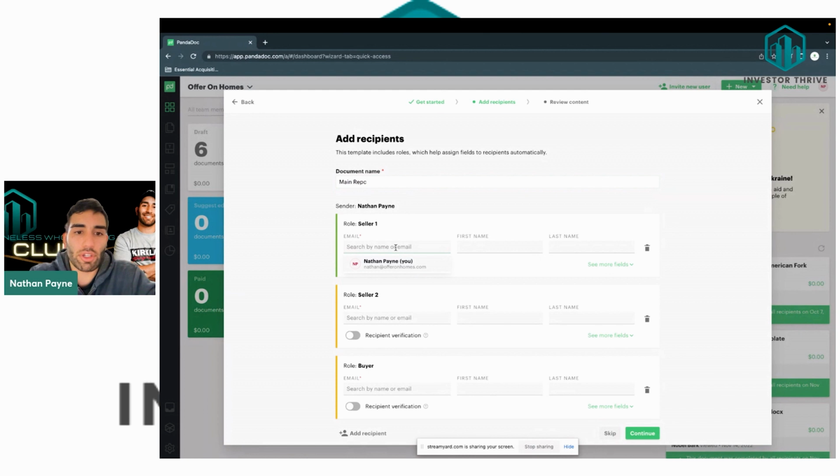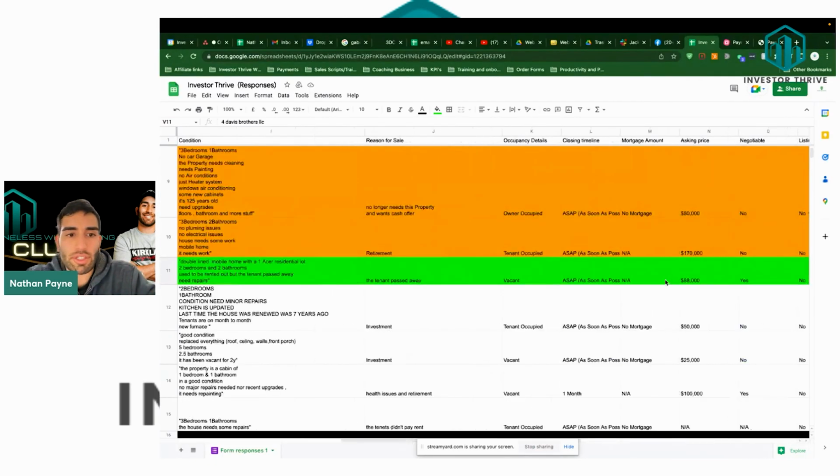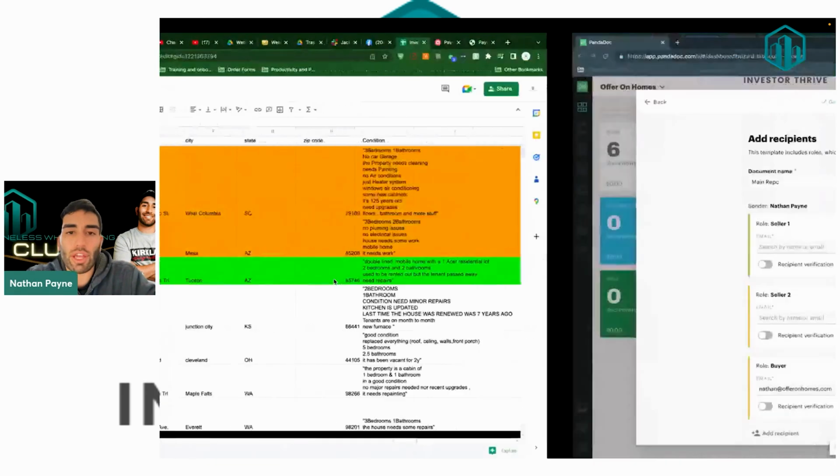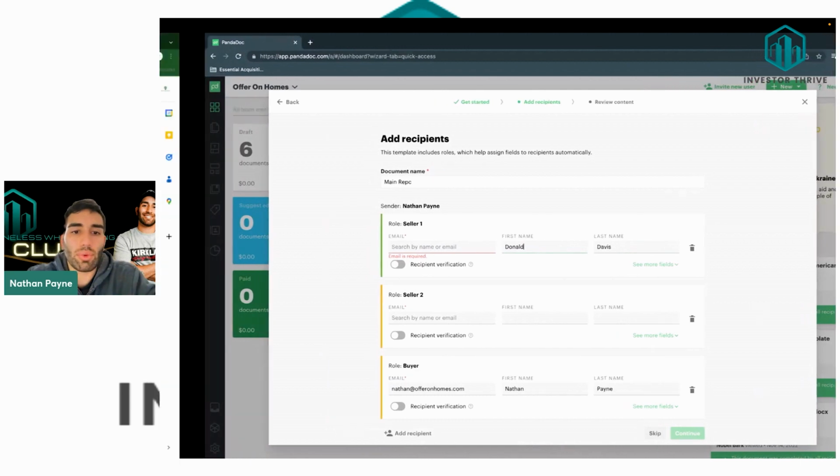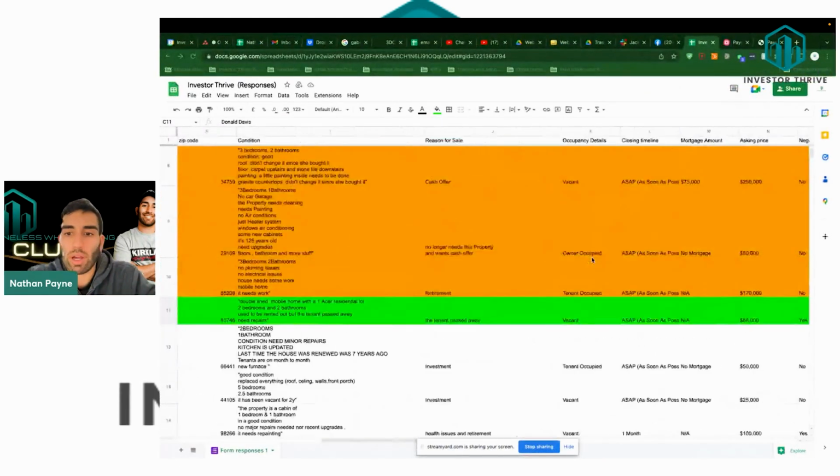So I'm going to be the buyer on this one. So you got Nathan, and then there's one signer for the seller. The seller's name is Donald Davis. All right. So we're going to put Donald Davis, and he told me to email it to his wife.